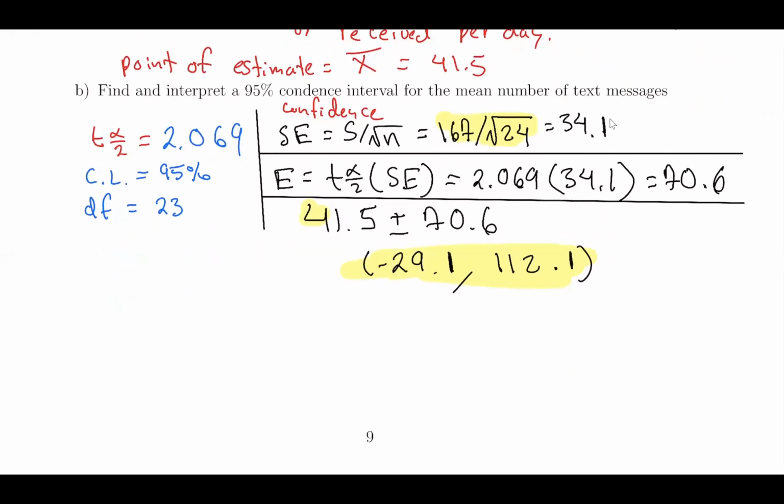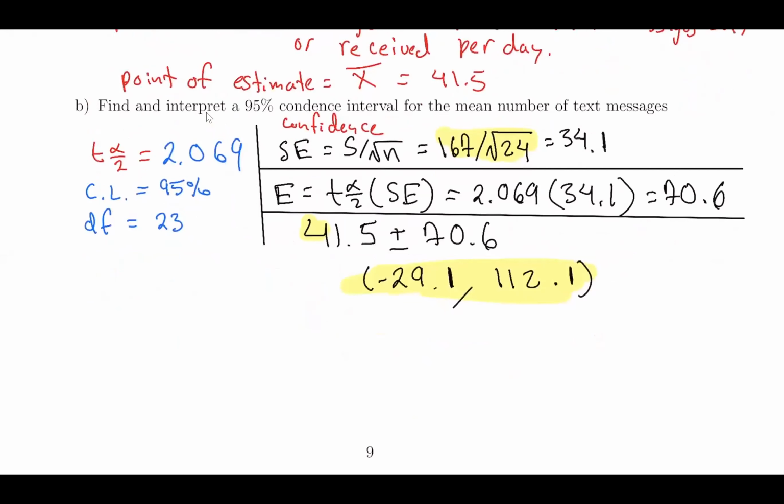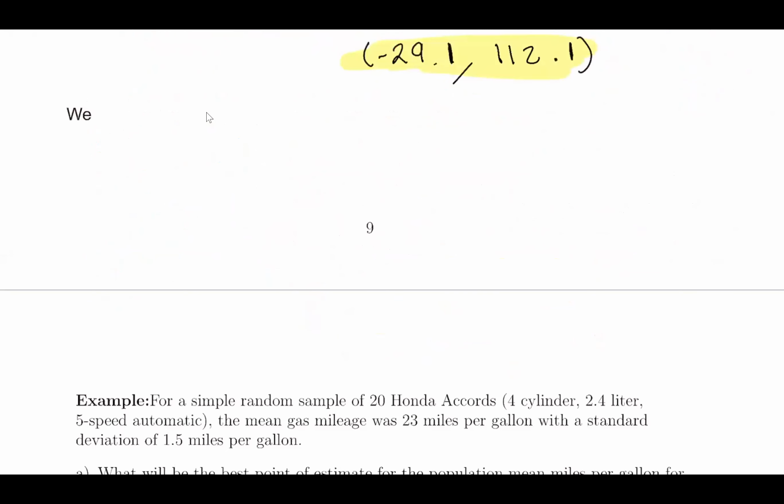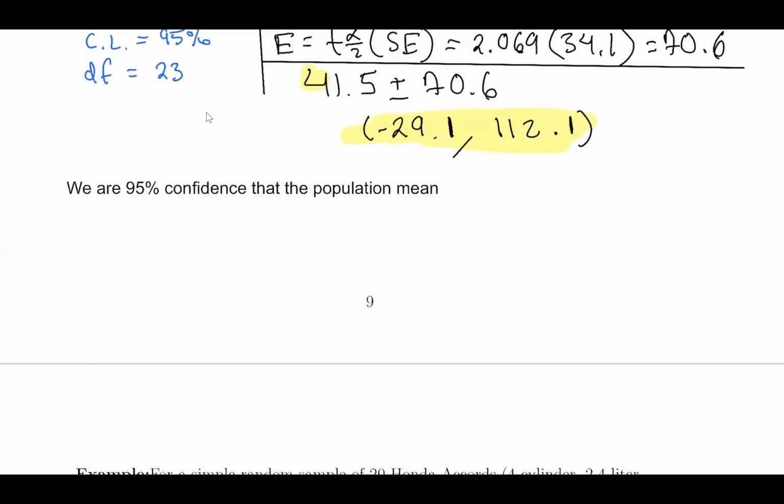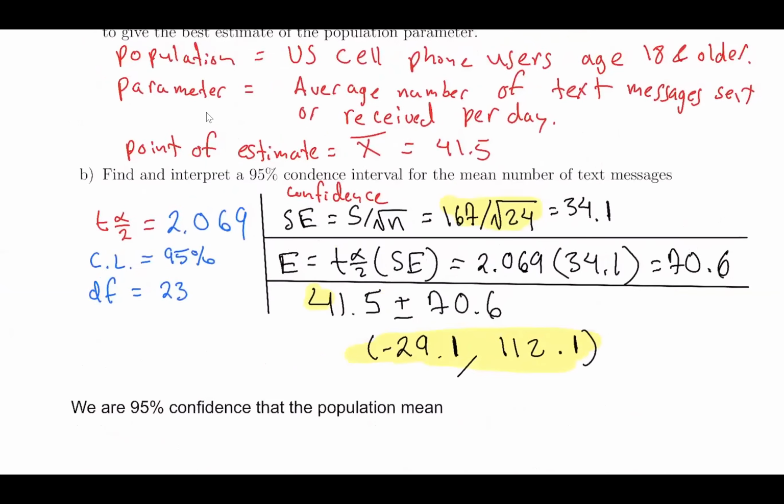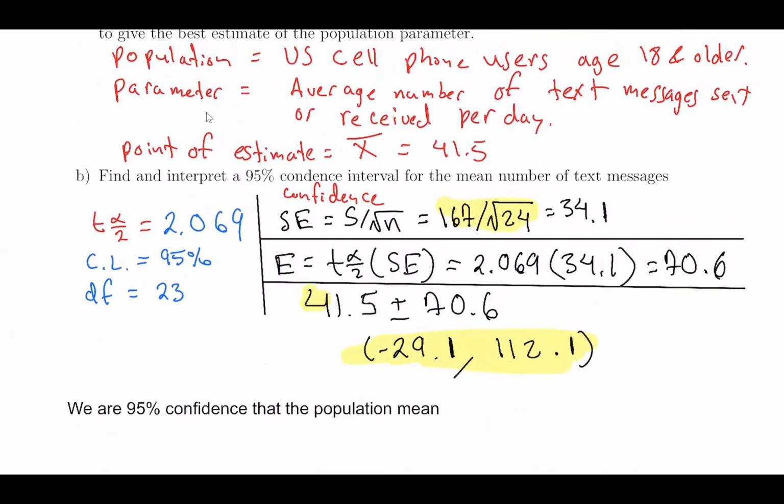All right, so we found the confidence interval, but it says find and interpret a 95% confidence interval. So we already found this, and now we want to interpret it. For the interpretation, we'll say we are, and then you put the confidence level, 95% confident that the population mean, and if you go back to part A, it should help you out for this. Because we said that the parameter is the average number of text messages sent or received per day.